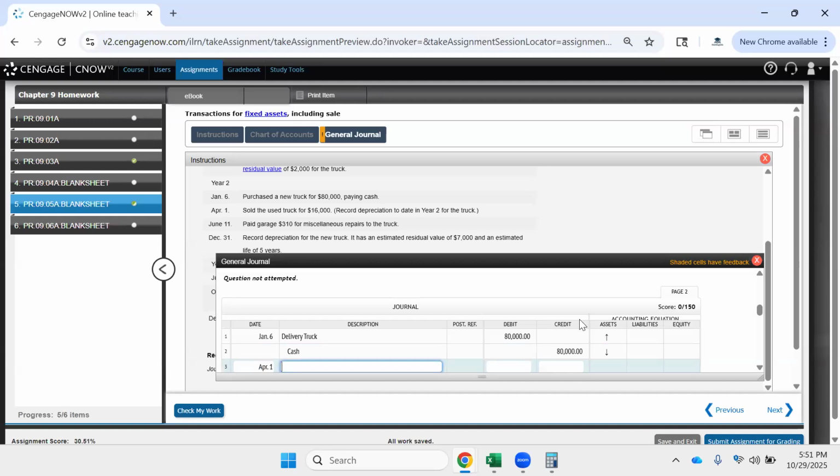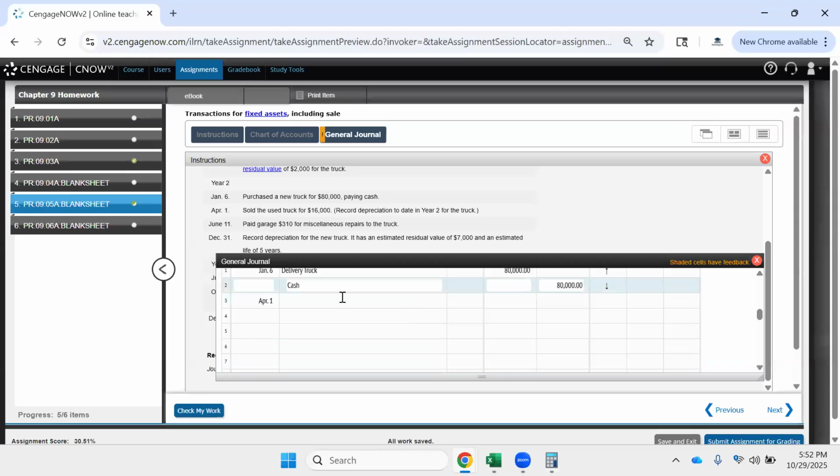And on April 1st, we sell the used truck for $16,000 in cash, but we have to record the depreciation year to date first before we sell it so that we can calculate the gain or loss on the sale of the asset. So we need to record our depreciation expense.